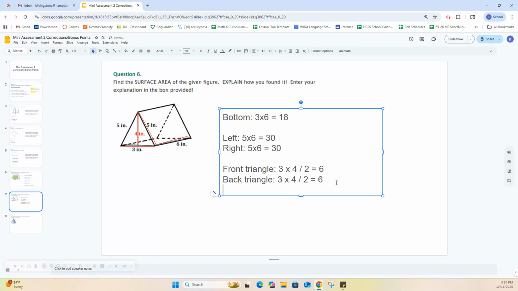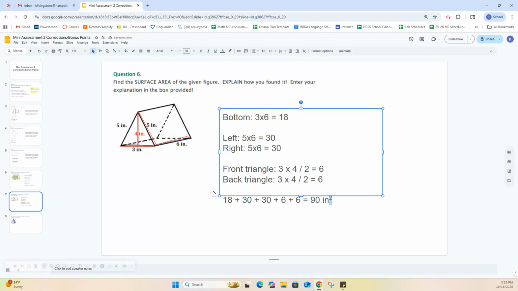Now that we have all of our pieces, let's add them together. 18 plus 30 plus 30 plus 6 plus 6. If I total that up, that equals 90 square inches.